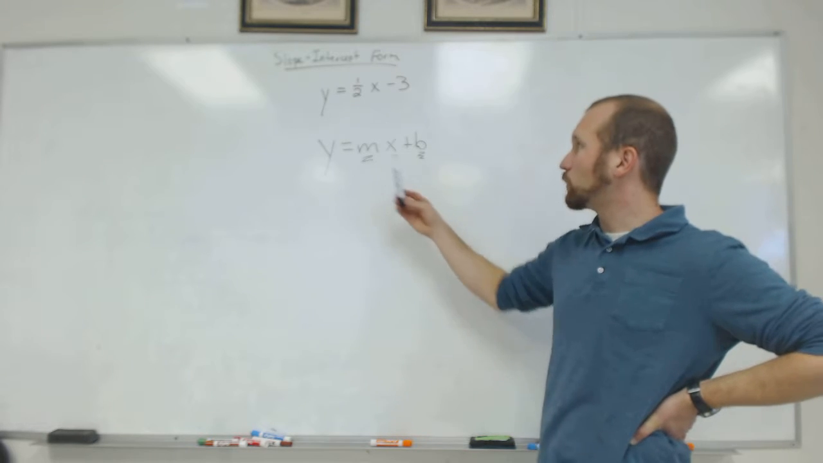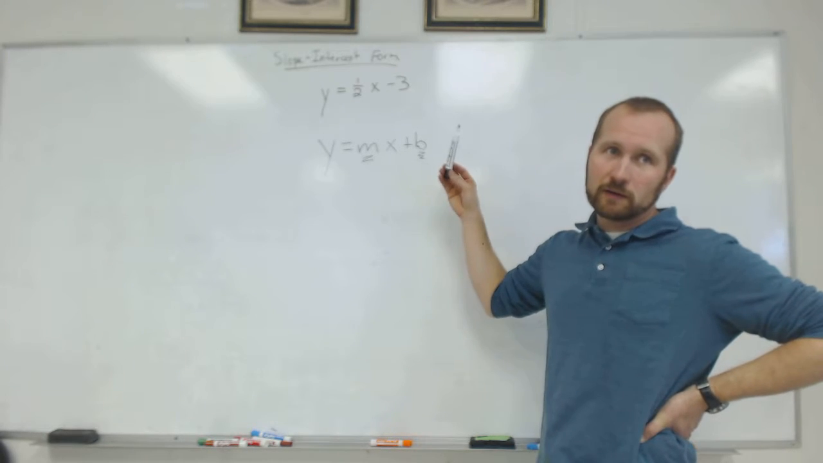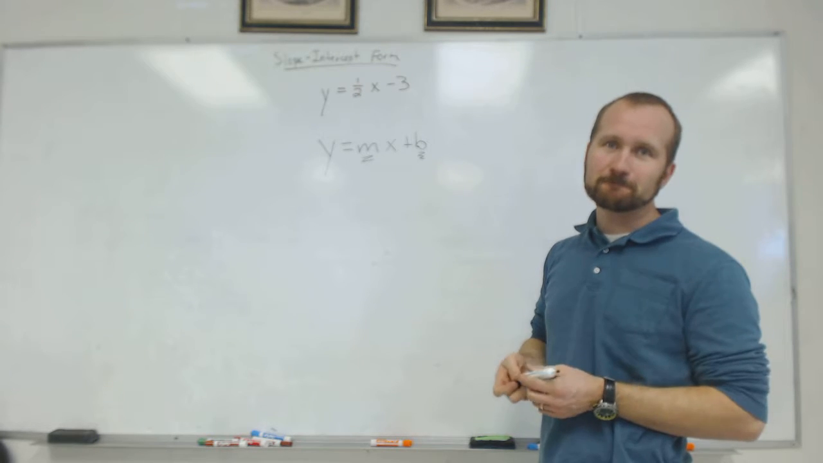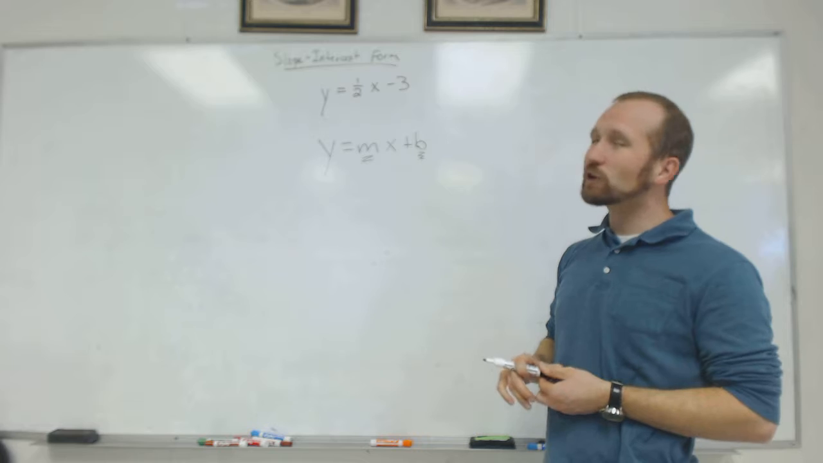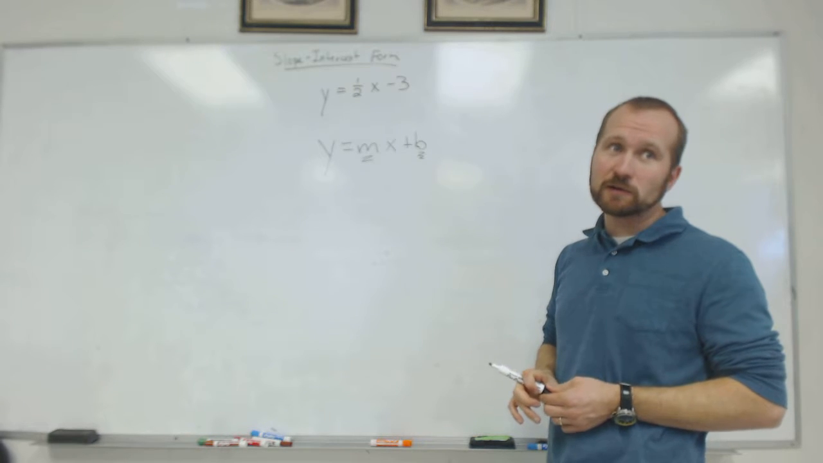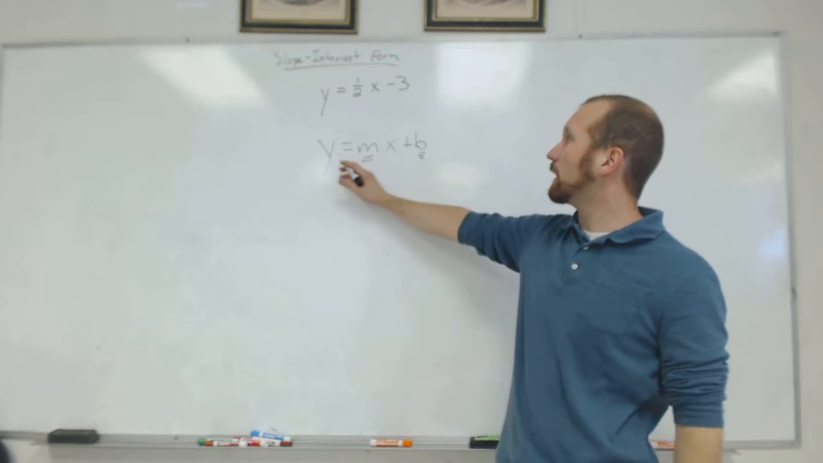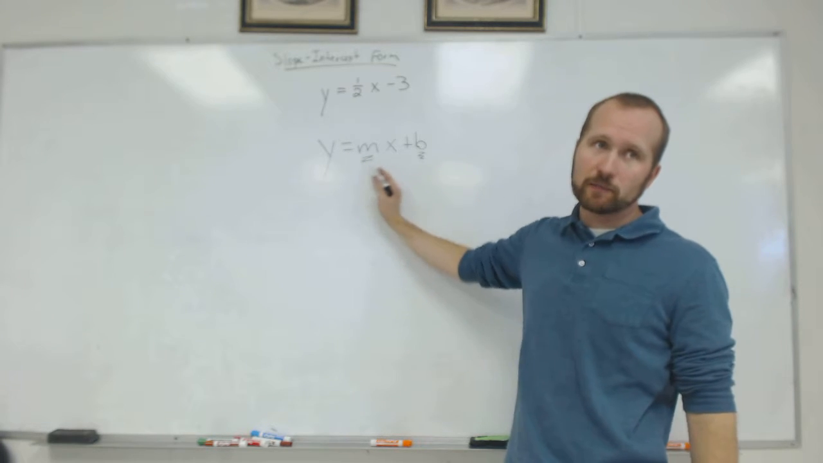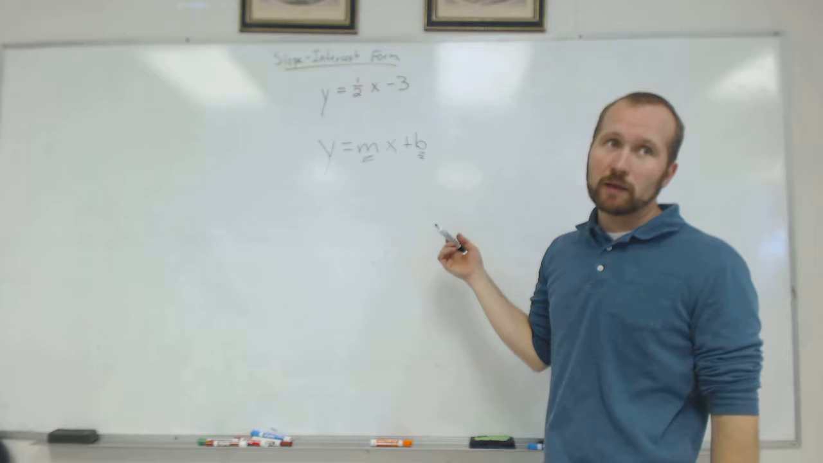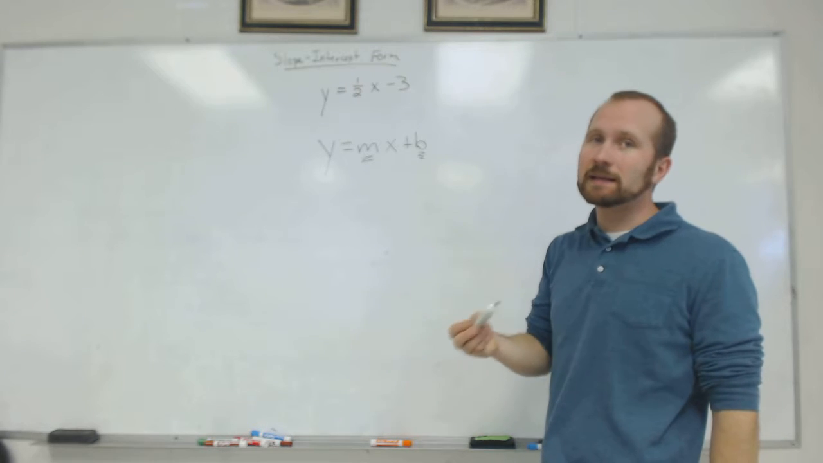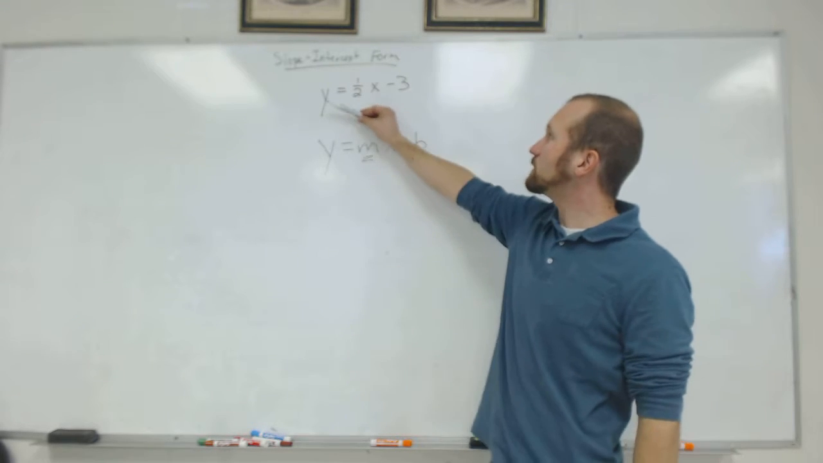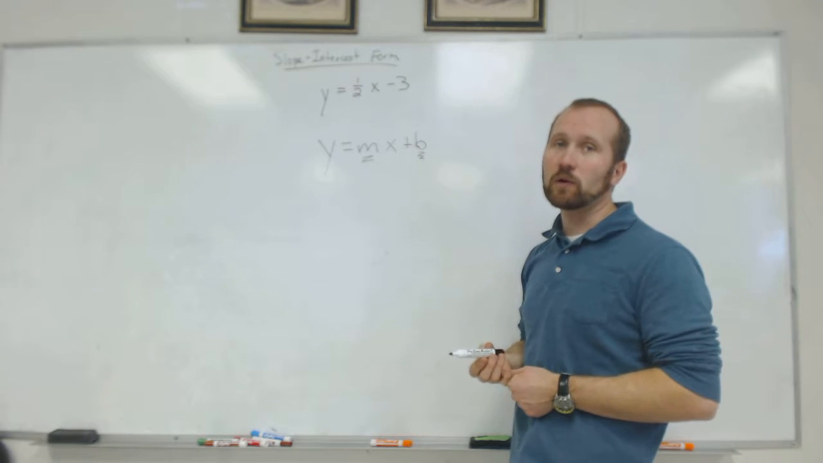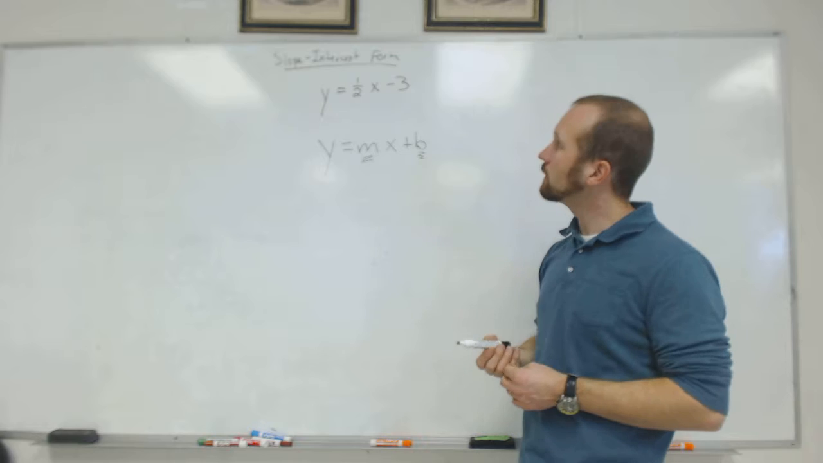Slope-intercept form is sometimes called y equals form. You shouldn't call it that. You should learn that it's called slope-intercept form, but some people call it y equals form because it helps us remember that y equals is the beginning of slope-intercept form. And that's really how we know that something is in slope-intercept form. If it says y equals, that is slope-intercept form if it's a line.